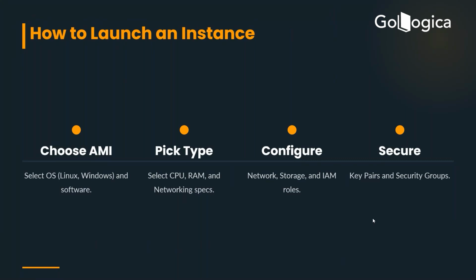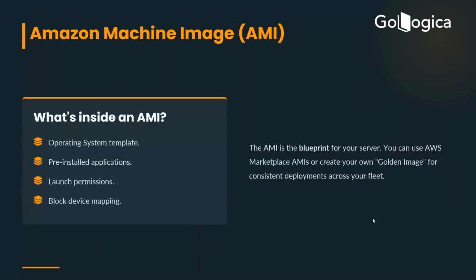And definitely the security group is there to protect your machine from any random access. So it will filter out the traffic based on the security group rules. Okay, then coming to AMI, what are these AMIs? What is there inside these Amazon Machine Images?